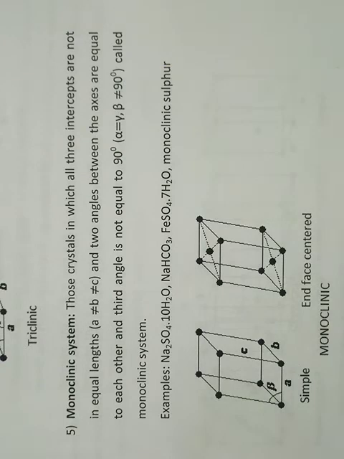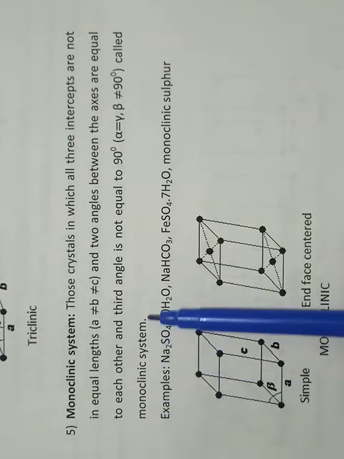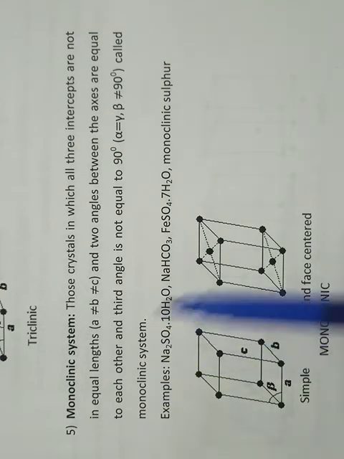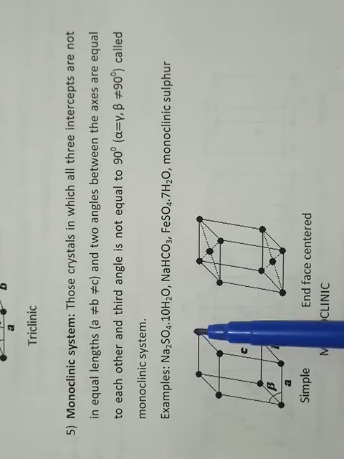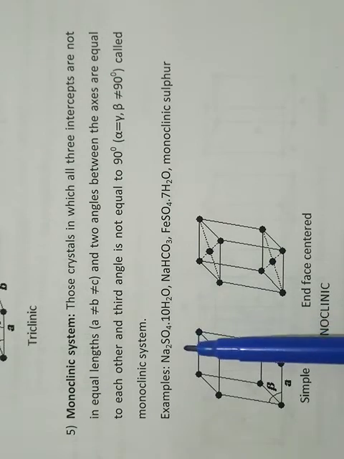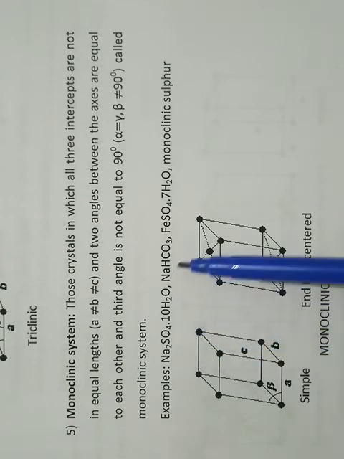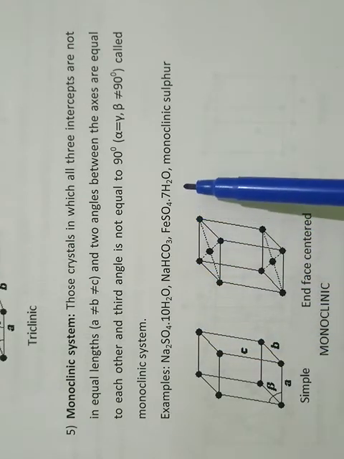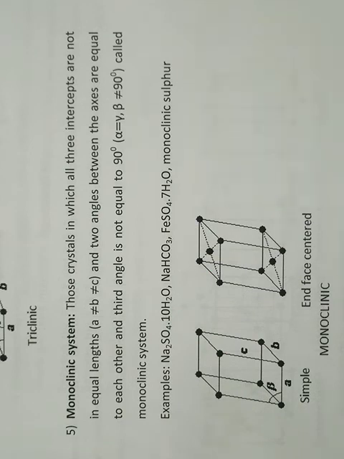So such systems are called the monoclinic system. The substances which possess the monoclinic crystal structure are Na2SO4·10H2O, Na2S2O3, FeSO4·7H2O, and monoclinic sulfur. So here are the structures of the monoclinic systems: the simple and end-centered monoclinic crystal.